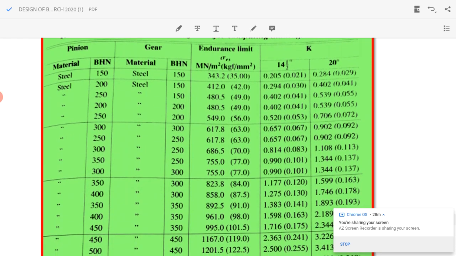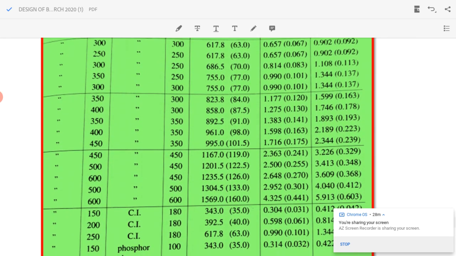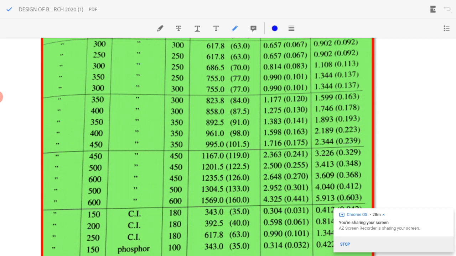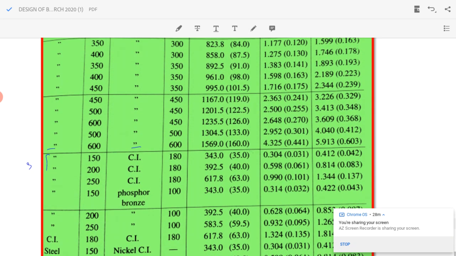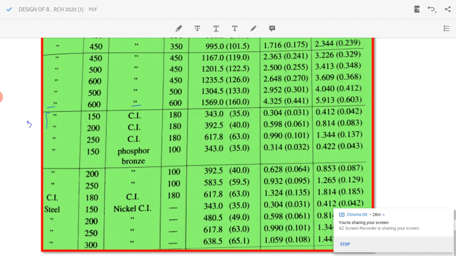So these are for steel. Up to this point, it's for steel and steel, from which it starts with steel and cast iron, then steel and phosphor bronze, then this is the value for cast iron and cast iron. So this is our value. So for 14.5 degree involute, this is our value of K. Second last column, 1.324. So I will select this value of K.